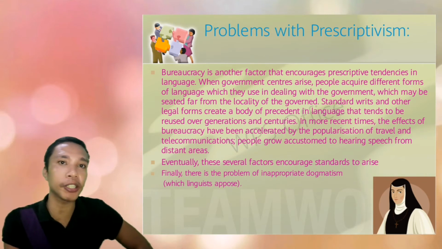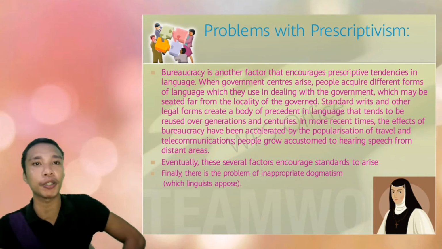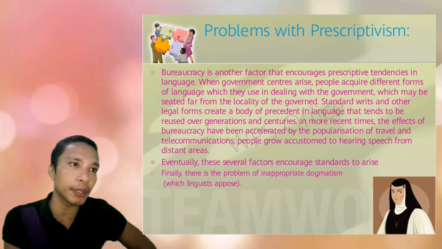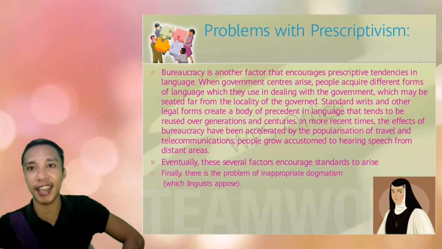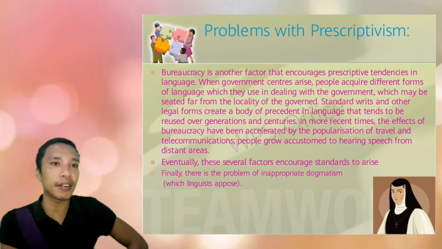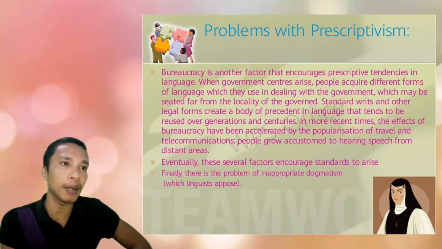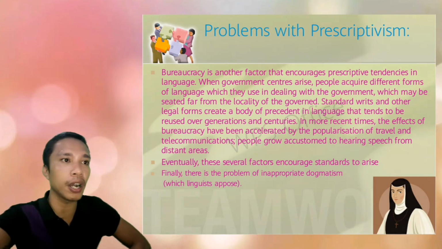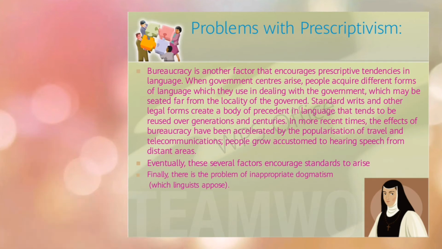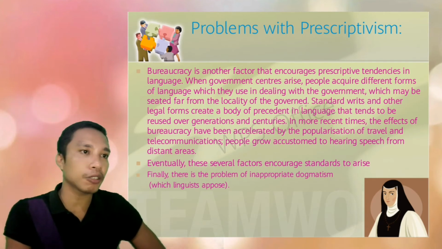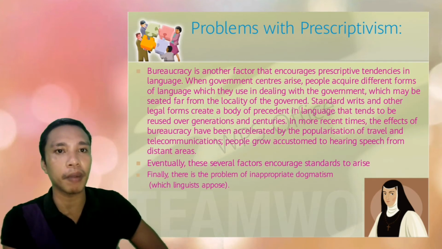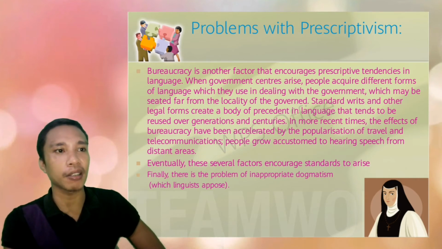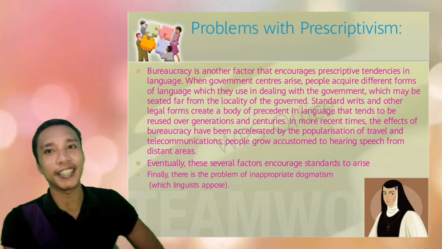So when government centers arise, people acquire different forms of language which they use in dealing with government, which may be seated far from the locality of the governed. So again, it really depends. Standard writs and other legal forms create a body of precedent in language that tends to be reused over the generations and centuries. In more recent times, the effects of bureaucracy have been accelerated by the popularization of travel and telecommunications. People grow accustomed to hearing speech from distant areas.